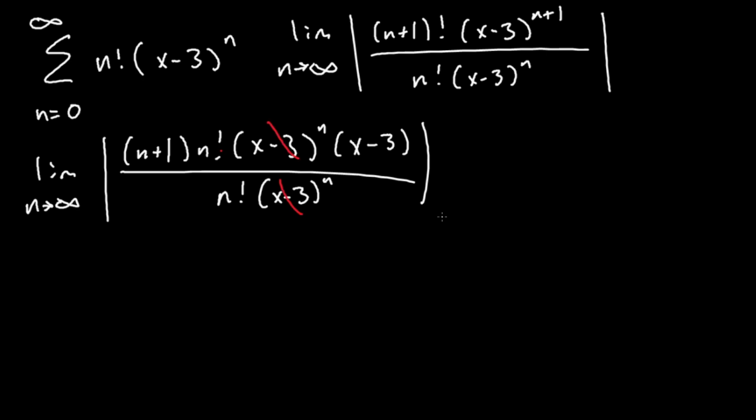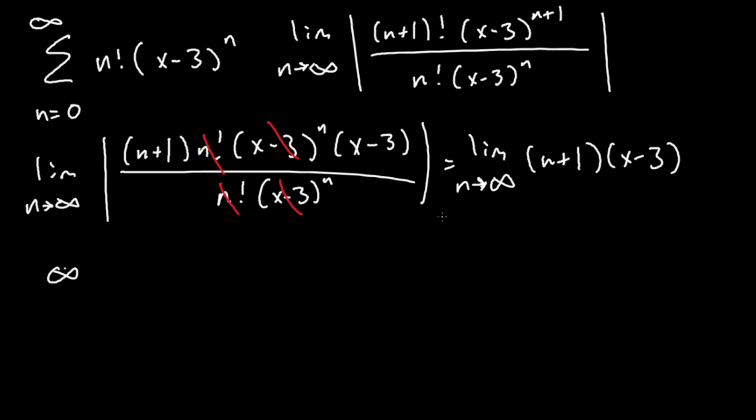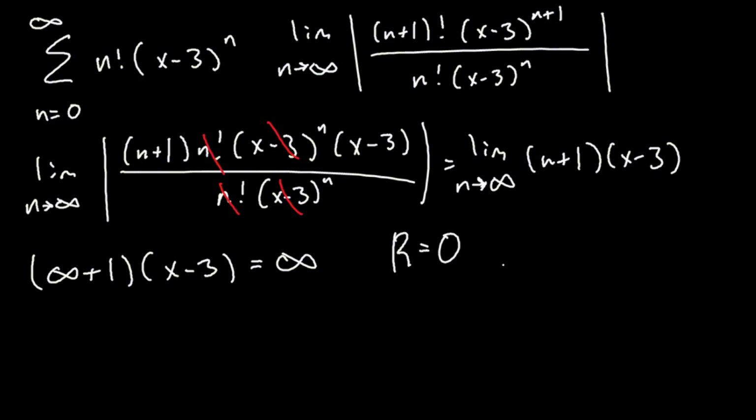Okay, these values cancel out. So we are simply left with the limit as n approaches infinity of (n+1) times |x - 3|. Well, if we simply plug in infinity here, we get infinity plus 1 times |x - 3|. Here's the thing about this limit: this just equals infinity. So remember, when the answer for your limit is equal to infinity, your radius of convergence is equal to 0.